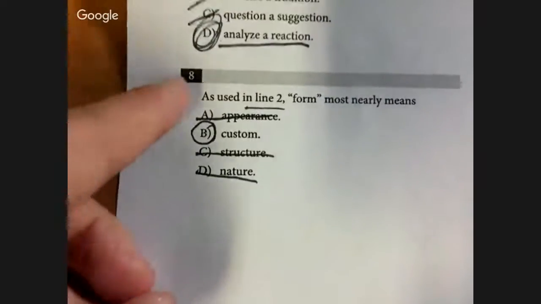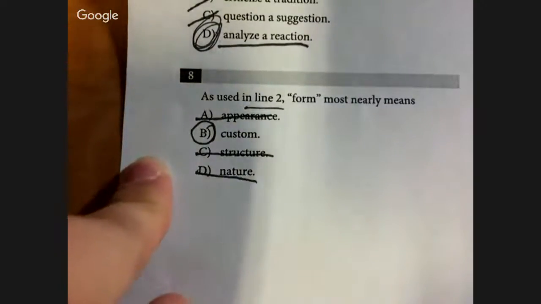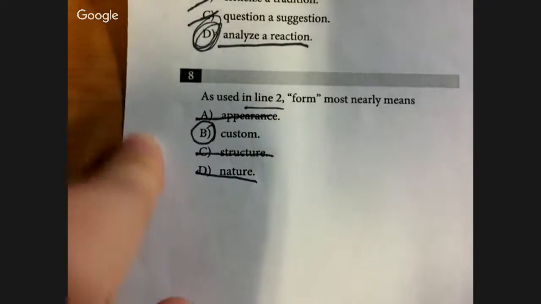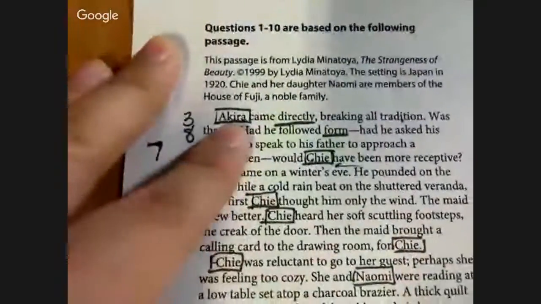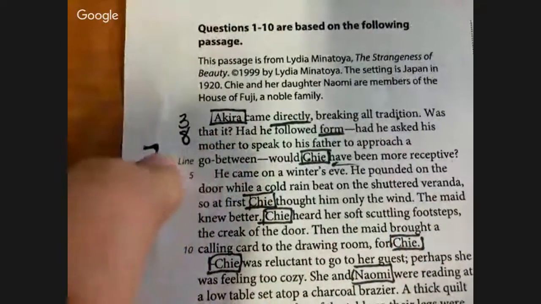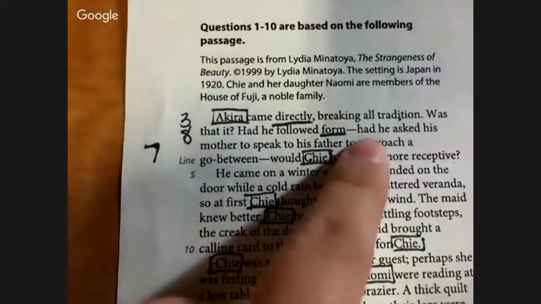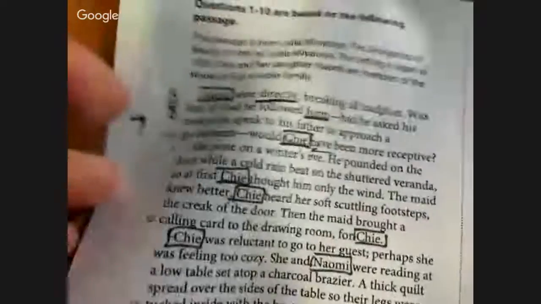Number 8, as used in line 2, form most nearly means. Alrighty, a specific line, a specific word. We'll come here and write it in. 8 next to line 2, underline the word form just so we pay special attention to it when we're reading.